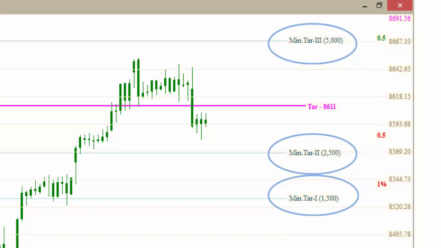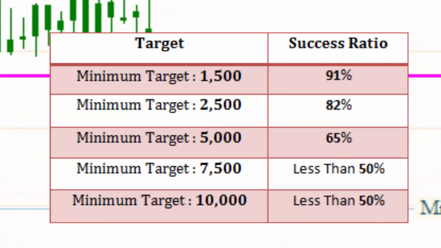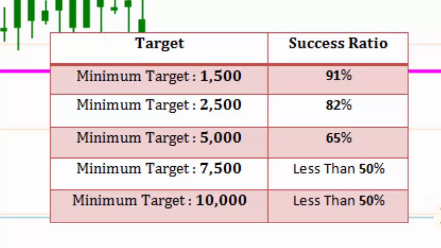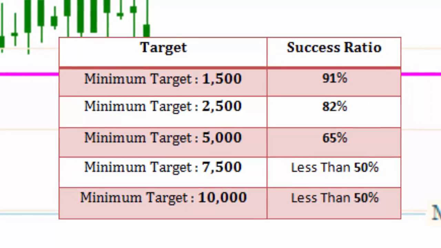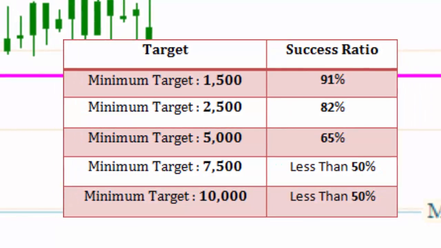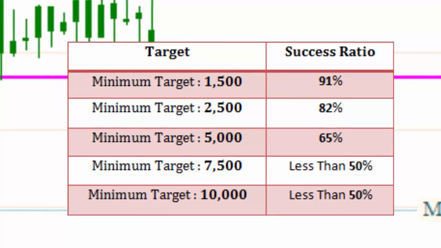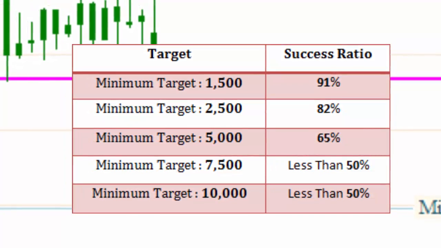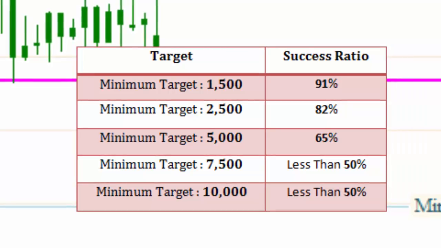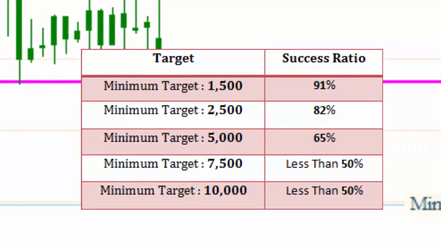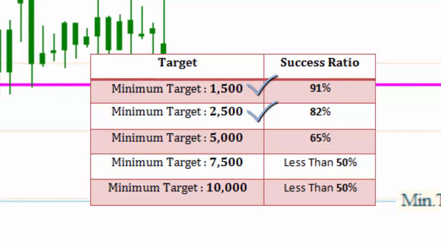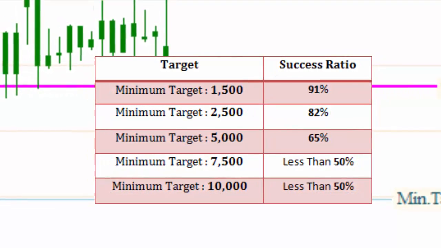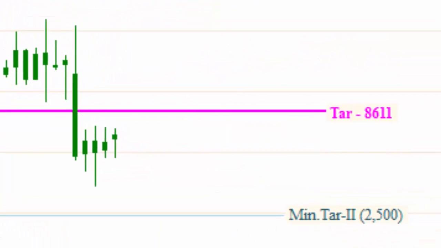The success ratio of the minimum target is very impressive compared to the normal targets. If you always exit at minimum target 1, which is 1500 rupees as a minimum profit, then your success ratio will be 91%. The minimum target 2 has an 82% success ratio and minimum target 3 has 65%. The minimum targets 4 and 5 are less than 50% success ratio. So if you always want to exit at 1500 rupees profit, then your success ratio will be 91%.